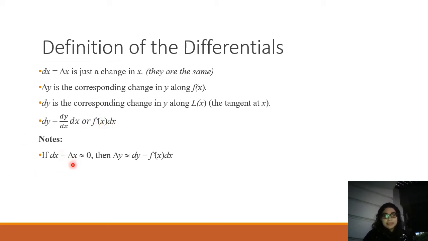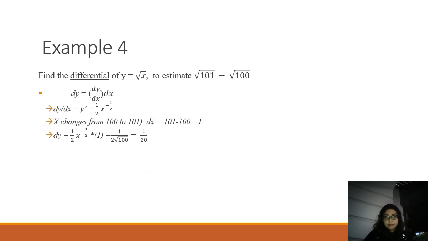And if dx is approximately equal to delta x, as we said, approximately 0, then delta y will be approximately equal to dy, approximately equal to f dash of x times dx.